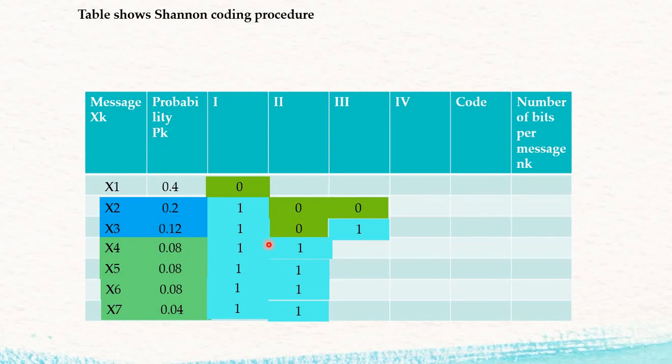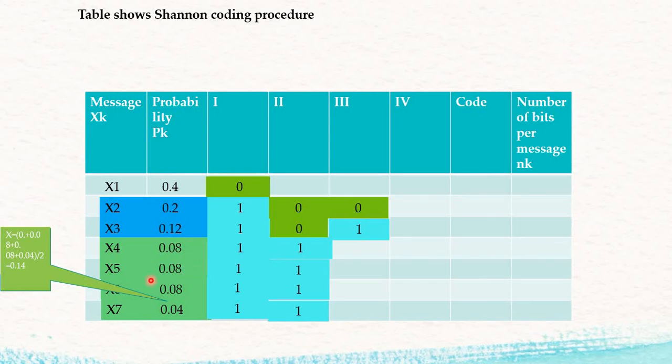Now the addition of the lower portion. In the lower portion we have 0.08, 0.08, 0.08 and 0.04. So we have taken the addition and then divided by 2. It comes out to be 0.14. And again we have to split this section into two portions such that the addition is equivalent or somewhat equal to 0.14.